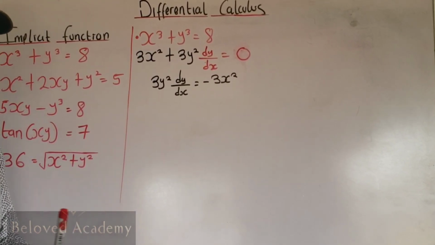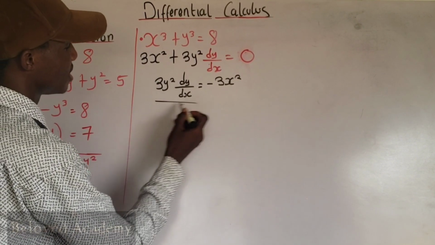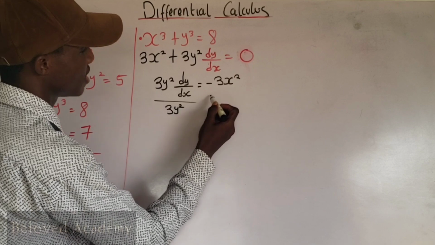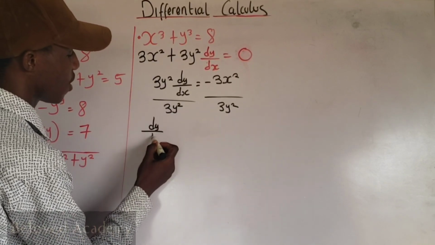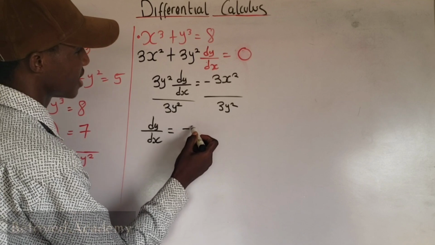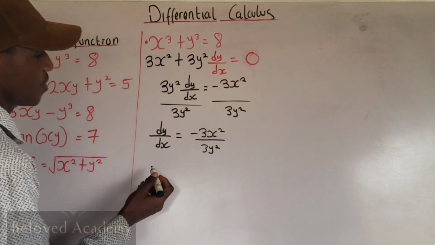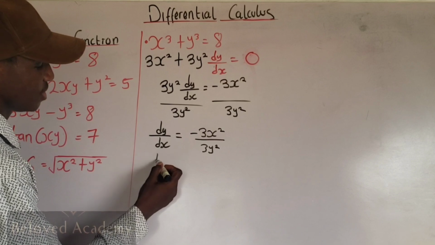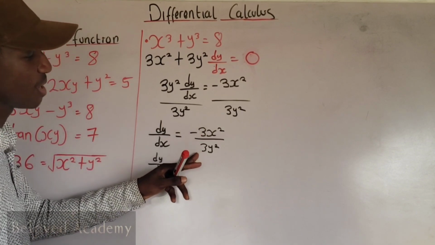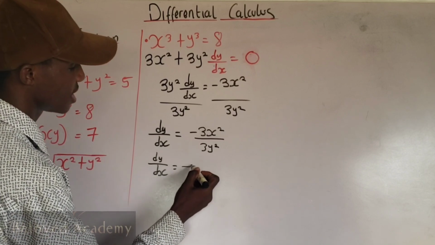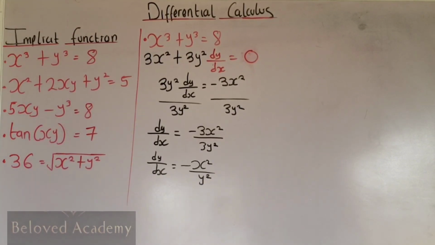Now, the goal of the question is to determine dy/dx. So in that case, I'm going to divide both sides by 3y squared. Hence, dy/dx equals negative 3x squared over 3y squared. Now, I can rewrite this as dy/dx equals negative 3 divided by 3, that is negative 1. So I'm going to have negative x squared over y squared. That is the solution to question number 1.